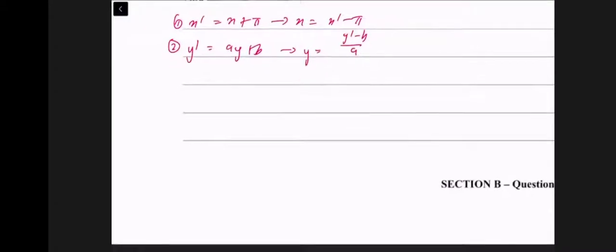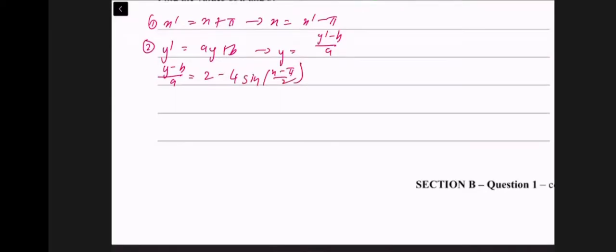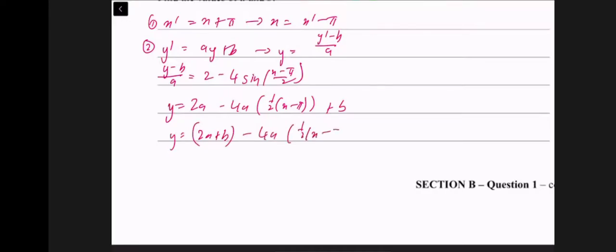So we have y dash. I'll just get rid of the dashes, but just know that this is in terms of y dash and x dash. So y minus b over a is 2 minus 4 sine of x minus pi over 2. If I just expand this really quickly, it's 2a minus 4a, I'll take the half out, sine of x minus pi, plus b. So it's y equals 2a plus b minus 4a sine of half x minus pi.